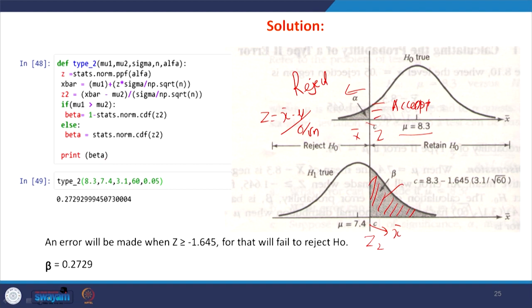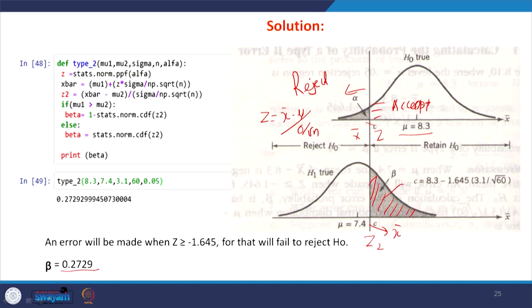So, when you type this in Python, we have to give the values. Suppose I am going to find out the beta value. The mu 1 is the assumed mean 8.3, mu 2 is the true mean 7.4, sigma is 3.1, sample size is 60, alpha equal to 0.05. Now, what will happen here? If it is a positive value, the corresponding probability is 0.2729. So, the right side beta value is 0.2729.